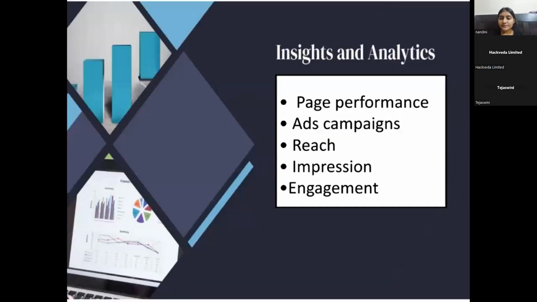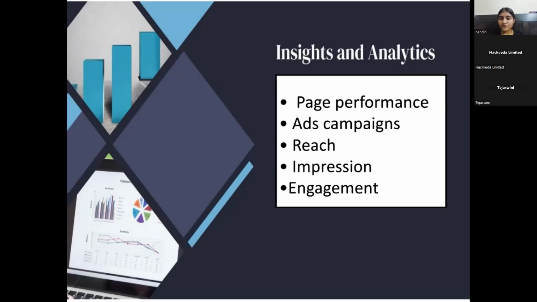The next is insights and analysis. In insights and analysis, page performance, ad campaigns, reach, impressions, and engagement are the key points. The Facebook Graph API provides insights and analytics for page information, which makes the page work more effectively. In ad campaigns, digital marketers can track metrics such as engagement, reach, and impressions to evaluate the effectiveness of the marketing strategies. This data can be used to optimize future campaigns and improve ROI.